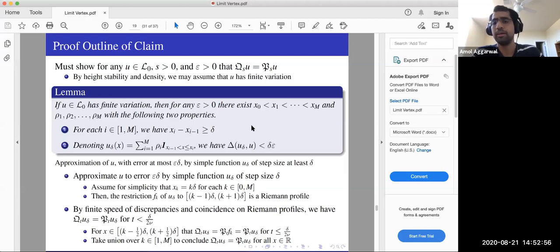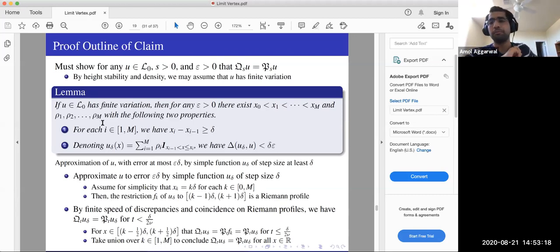What's important here is, again, it's not so hard to prove that you can approximate any function by simple functions. But what's important here is that the error to step size ratio is small. It's bounded above by epsilon. So the claim is that for any epsilon greater than 0, I can cook up such a simple function.